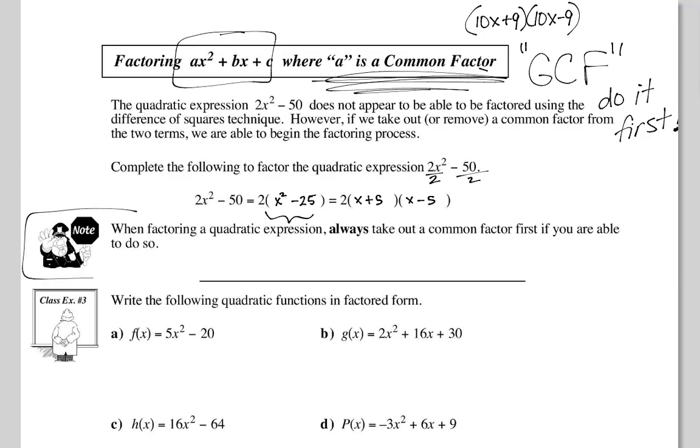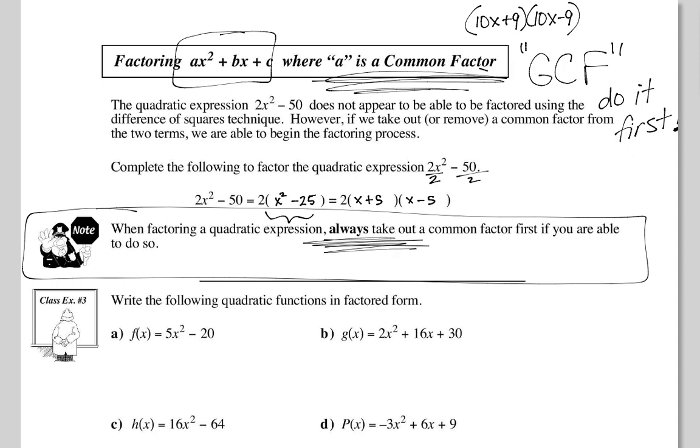So even the stop note says the exact same thing I said. When factoring, always take out the common factor first. Okay?